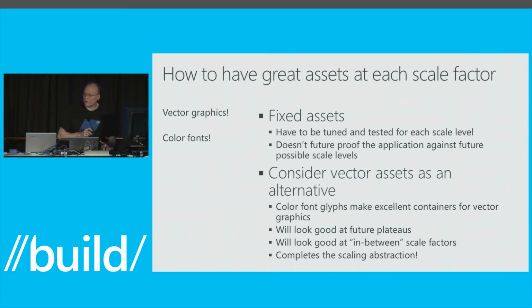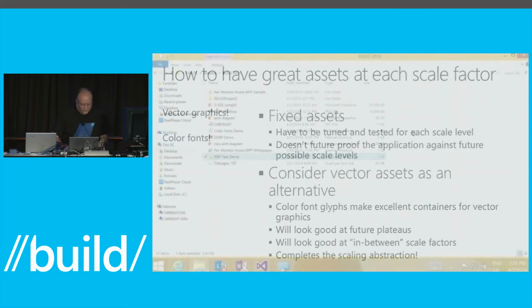And there are third-party tools out there now that will let you take things like vector output from applications like Illustrator and dump them into these fonts. And they look great at any plateau, any scaling level, and they look good in between, too. So if you think of scaling as a way to abstract differences between devices at different densities, going to vector assets can really complete that scaling abstraction for you. And I'm going to give you just a quick demo of one of these.